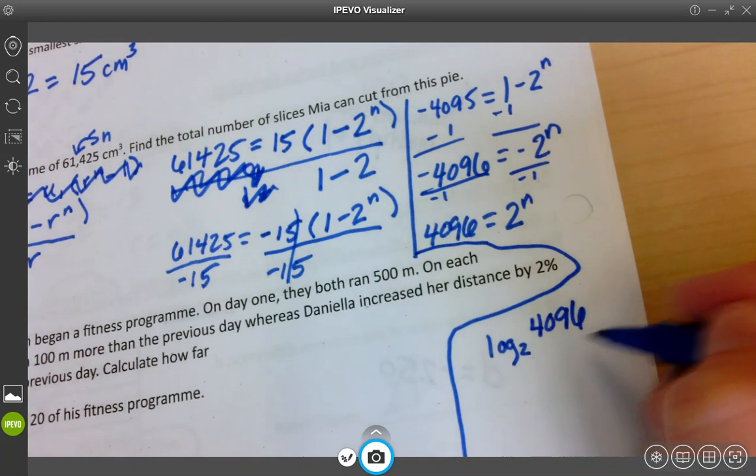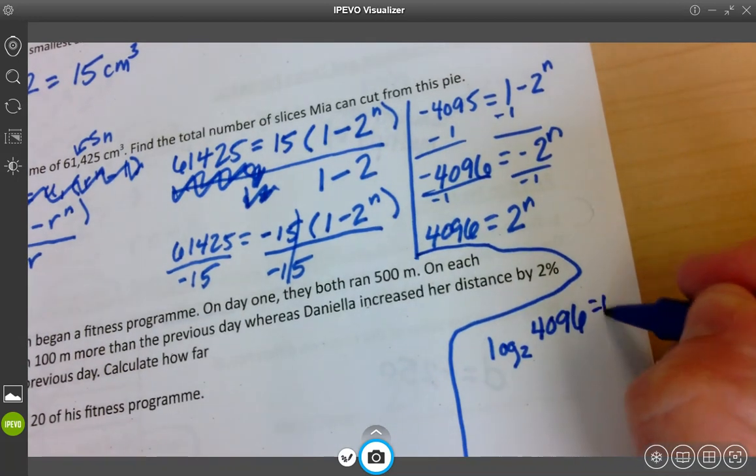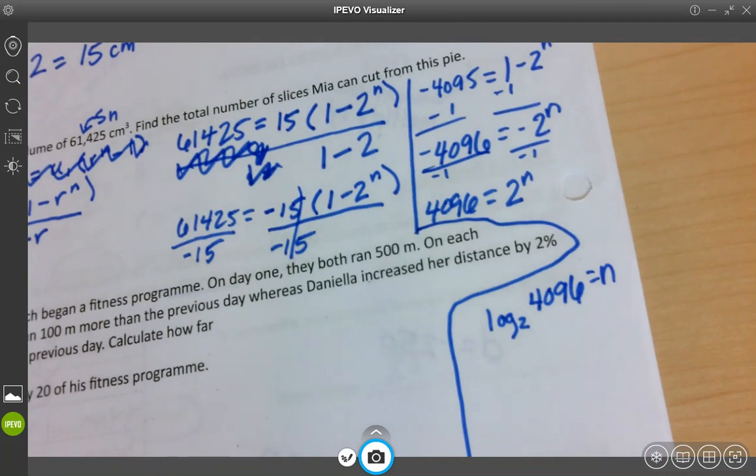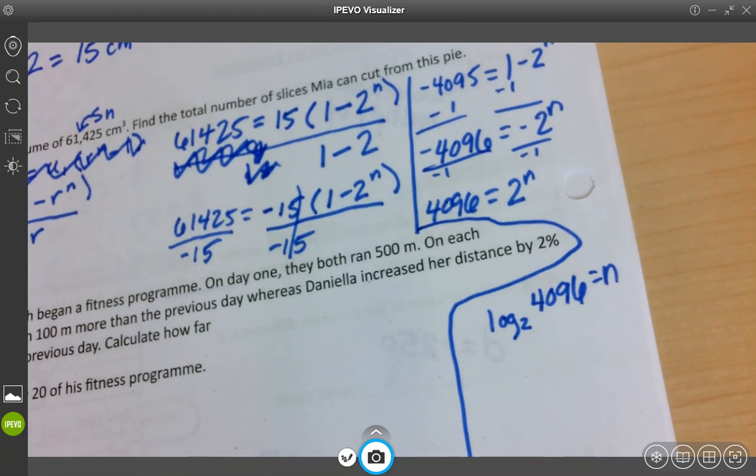Log base 2 of 4096 equals n. You don't put the equals n into Desmos, though. So you're going to type log base 2. You can either use the functions, or remember that Sky showed us that if you do the underscore, that also brings you down to base 2. 4096. All right.